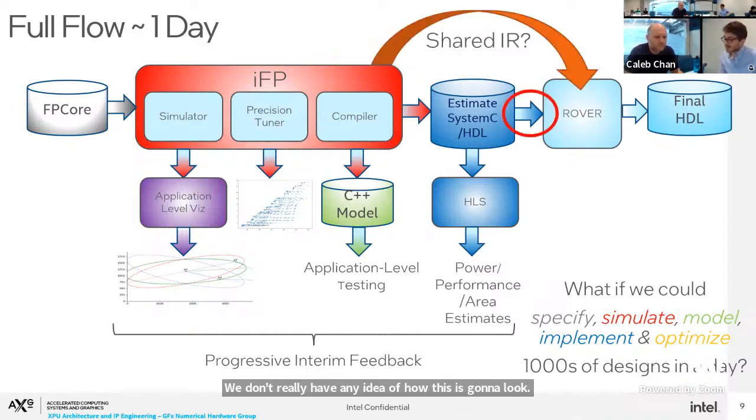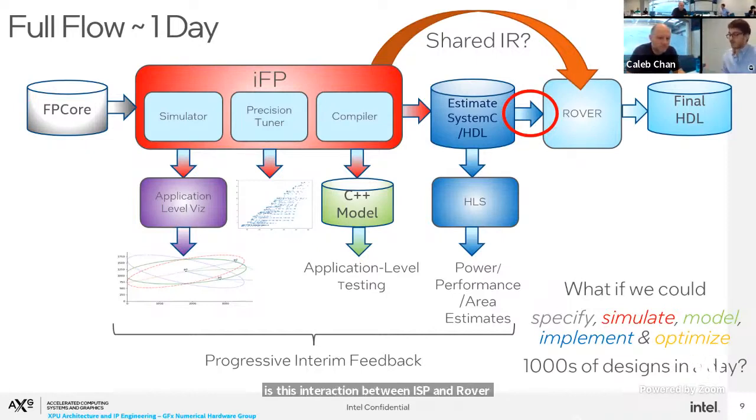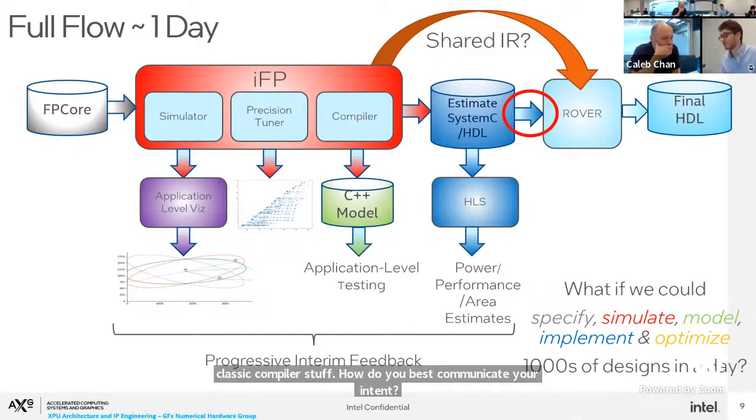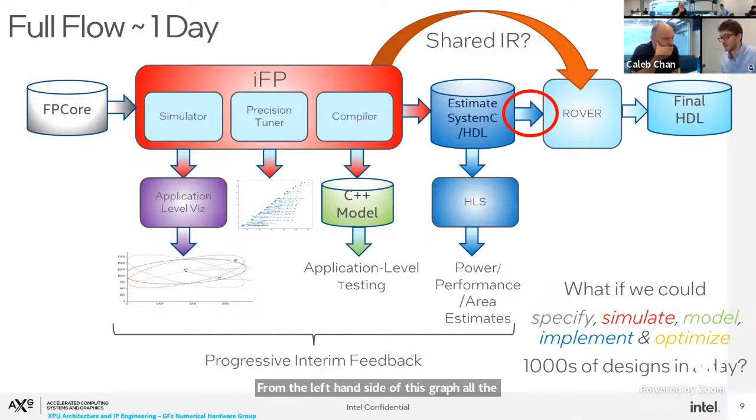One thing that really doesn't exist at all at the moment is this interaction between IFP and Rover. So what should that passing of information be? Classic compiler stuff. How do you best communicate your intent from the left-hand side of this graph all the way over to the right-hand side in hardware design language? So that is left open. Maybe there should be some shared IR. Maybe MLIR has some insights for us there. So yeah, thank you very much.